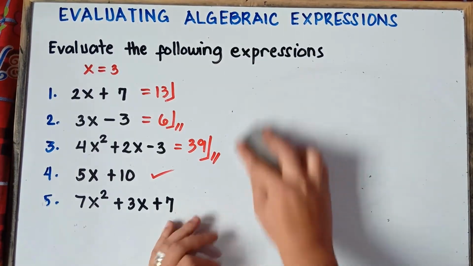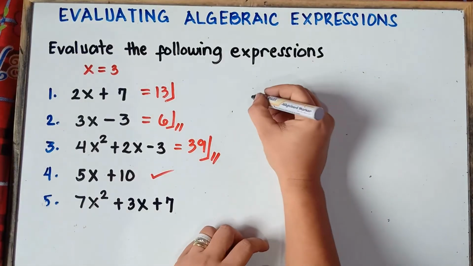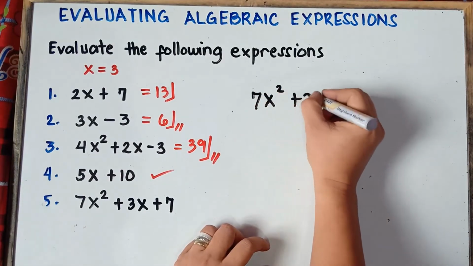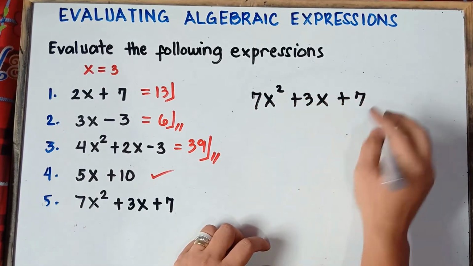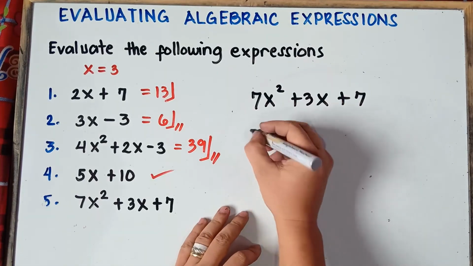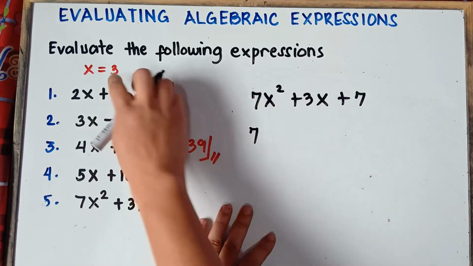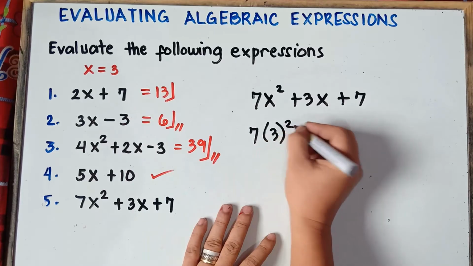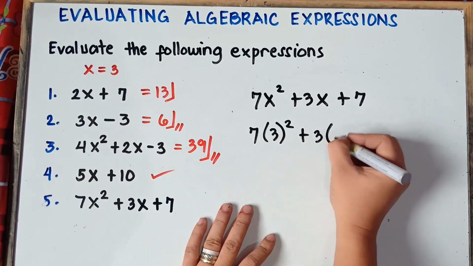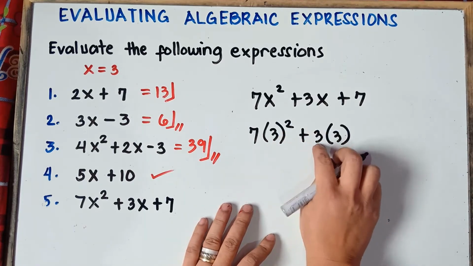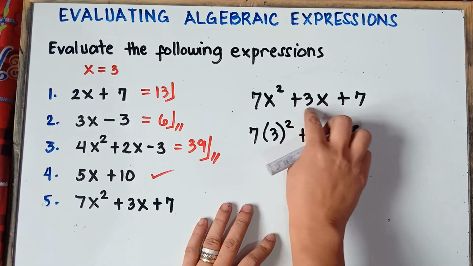Alright, so example number 5, we have 7x squared plus 3x plus 7. Copy 7, then substitute the value of x, which is 3. So this will be 3 squared, plus 3 times 3. Once again, copy 3. The value of x is 3. So that will be 3 times 3.